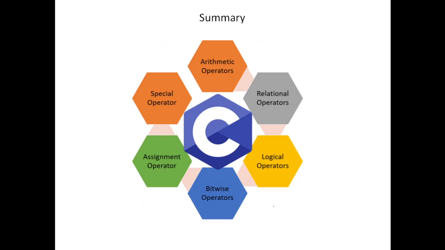So special operators are nothing but the sizeof operator to find the size of the data. We have ampersand to access the address of the data. Asterisk is used to create a pointer variable, and finally we have the ternary operator, which is used for three operands.